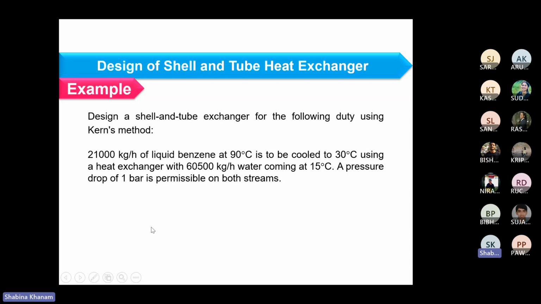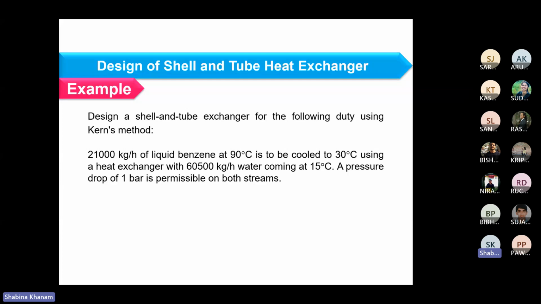For one fluid we usually know all the parameters. The second fluid is water with 60,500 kg per hour, available at 15 degrees Celsius. We need to calculate its final temperature. A pressure drop of 1 bar is permissible on both sides, shell side as well as tube side. So this is the problem.